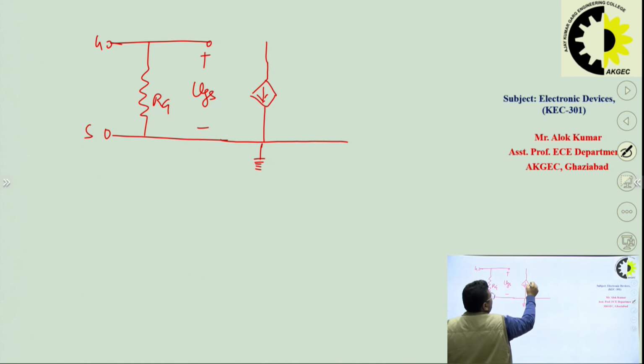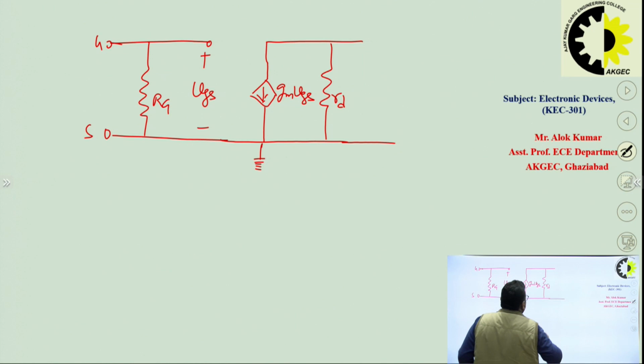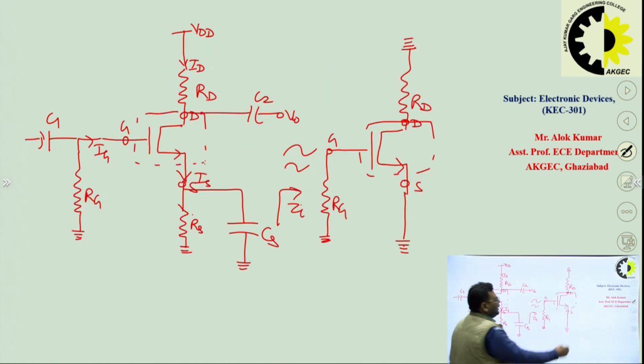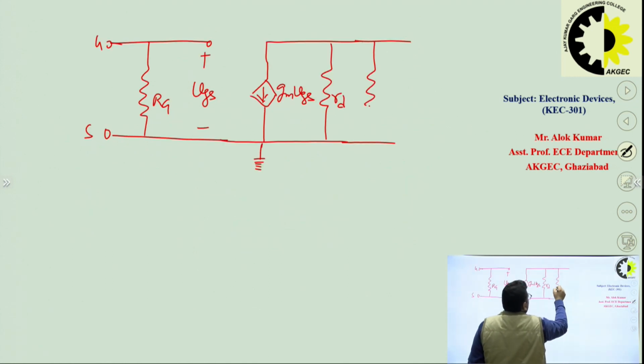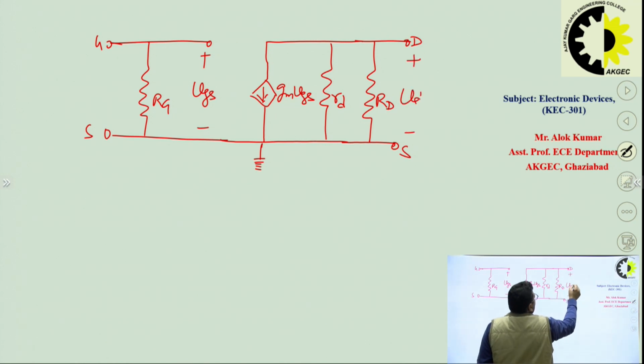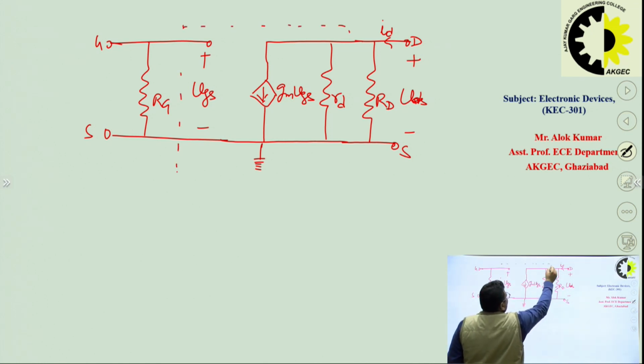Similarly, here we can have a current source, the value of which will be gm into VGS, and then we have the resistance RD. Between drain and ground we have the resistance RD. This one is the drain terminal. Again, this is the source terminal, and here the voltage will be VDS, and the current will be ID. So this way we can draw the equivalent model and perform the AC analysis of the MOSFET.